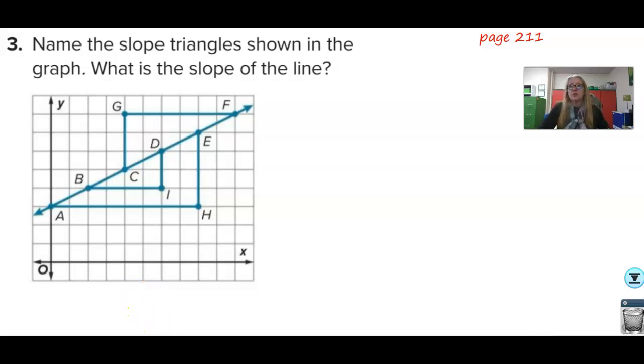Oh boy, now we have a lot of slope triangles for number 3. Name the slope triangles shown in the graph. What is the slope of the line? Well, when you name triangles, what you do is you write the triangle symbol first, and then you put the 3 letters that make the triangle. So if we were going to do this one here, we would go maybe CGF, triangle CGF, that's one.